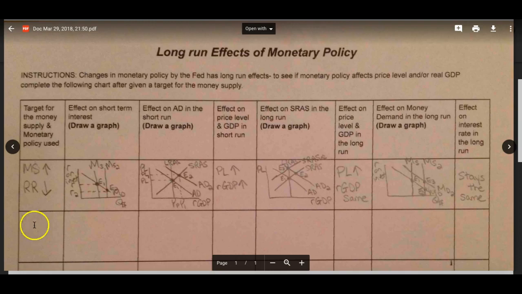So I'm going to say that I'm going to want the money supply to increase, and I'm going to say that I'm going to use the reserve requirement.